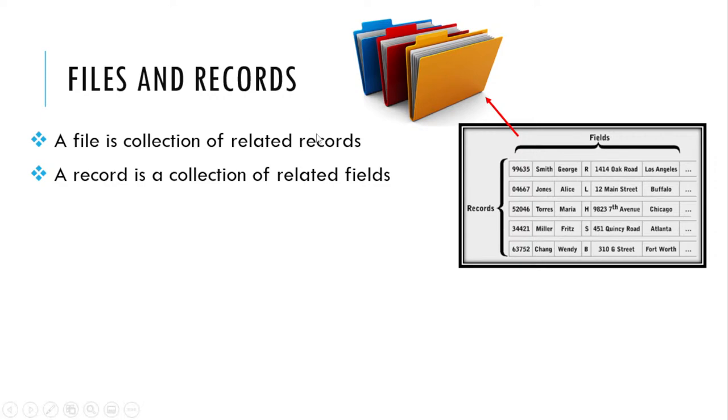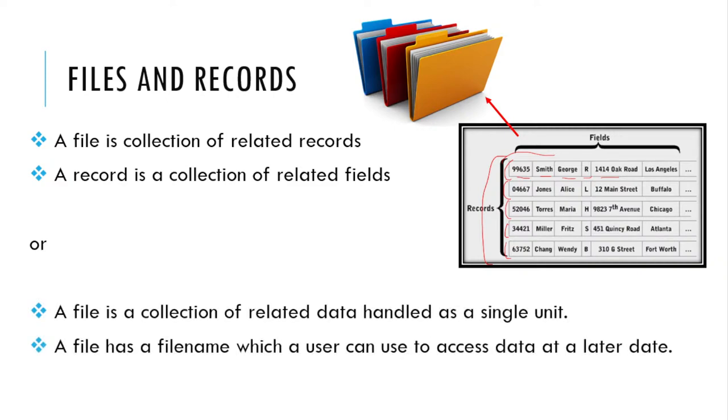So for example, in here, let me get my pen out actually. There it is. So in here, these are fields, all right? Field, field. That makes up one record. All the records make up a file. Okay, you need to know that before we begin. Or you could say, a file is a collection of related data handled as a single unit. The single unit is the file name. A file has a file name, which a user can use to access data at a later date.